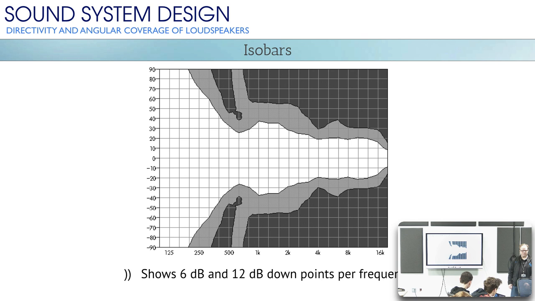Okay? This is another way of looking at it. This is called an isobars. This is an attempt to combine the three graphs I've already shown you. So this lets you see the kind of thing that the directivity plot was trying to show you.